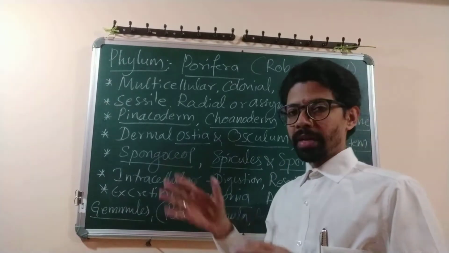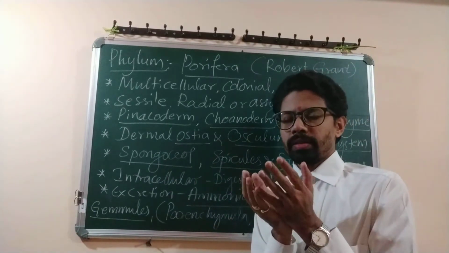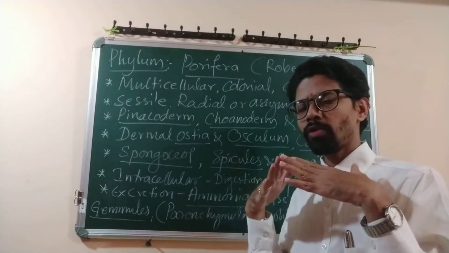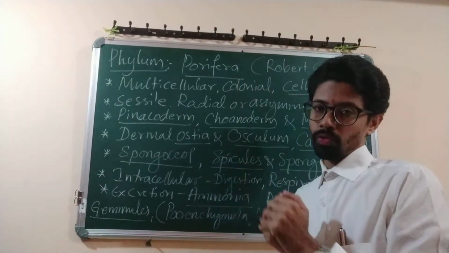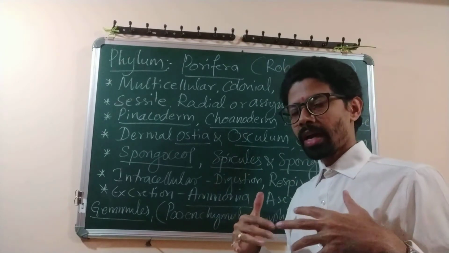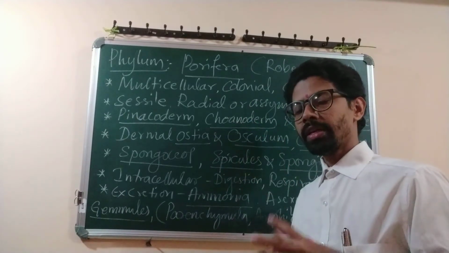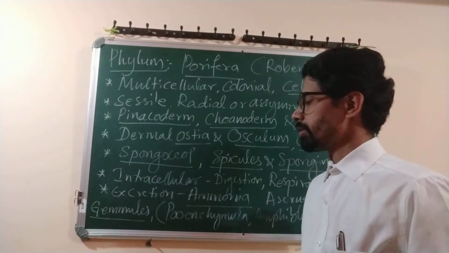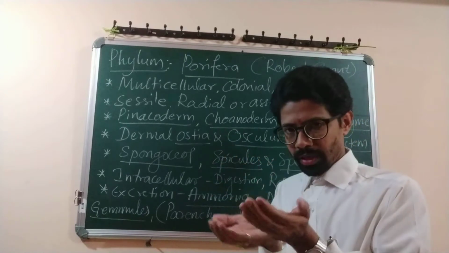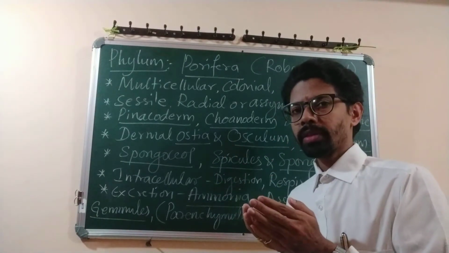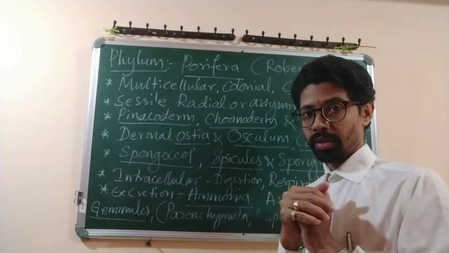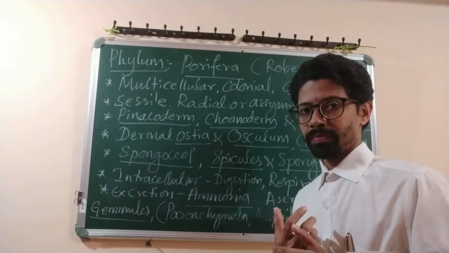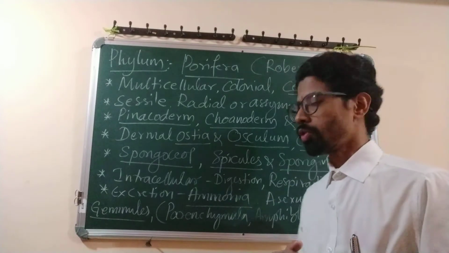Then the cavity which is present, the vase-like body is generally sac-like or vase-like body is there with numerous incurrent openings and only one single external opening. Numerous internal openings and one single external opening, it forms a system which is called as canal system, right? We'll discuss that. The spongiocele, the innermost cavity which is formed for entry and exit of water where all processes take place, that is called as spongiocele. It is not a true cavity, but it is called as spongiocele.